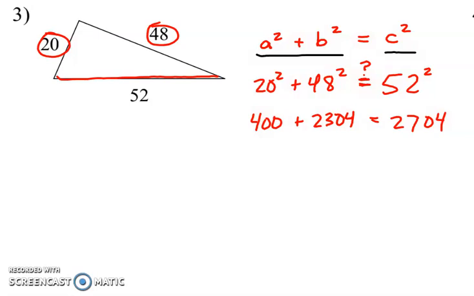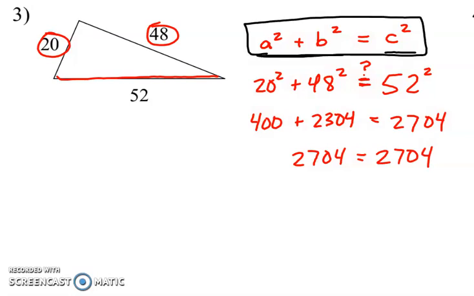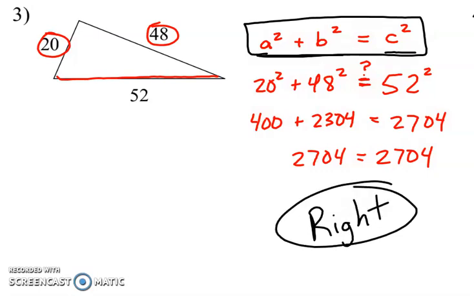We had 400 plus the 2304 will give us 2704, and the right-hand side was also 2704, which really means that this Pythagorean theorem was actually true, and if it's actually true, then this must be a right triangle, and across from the hypotenuse would be where that right angle is located.